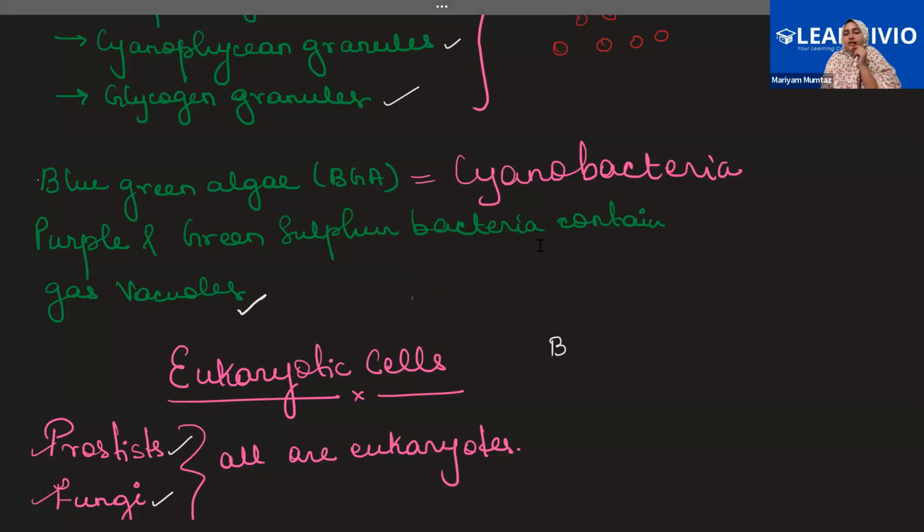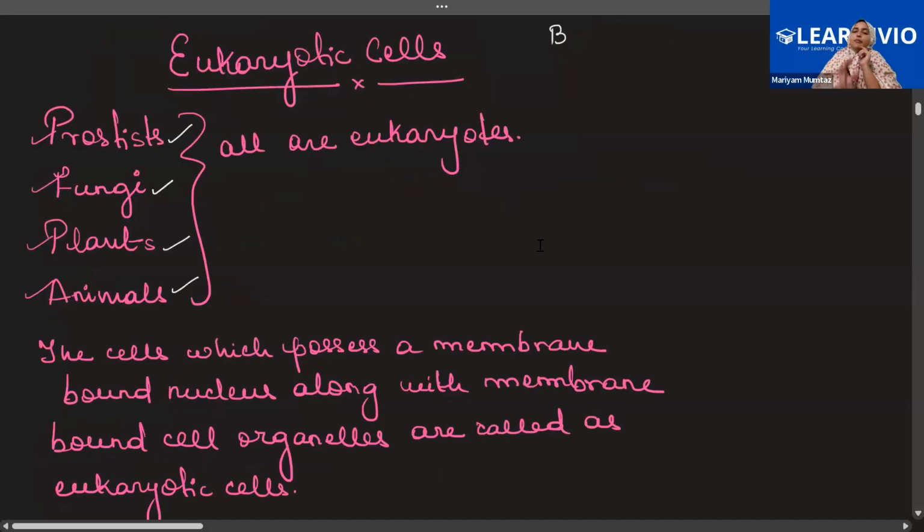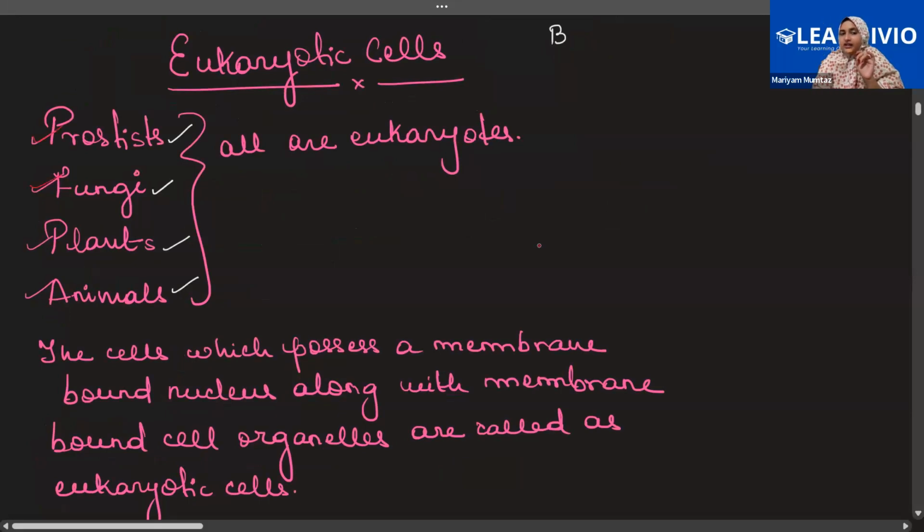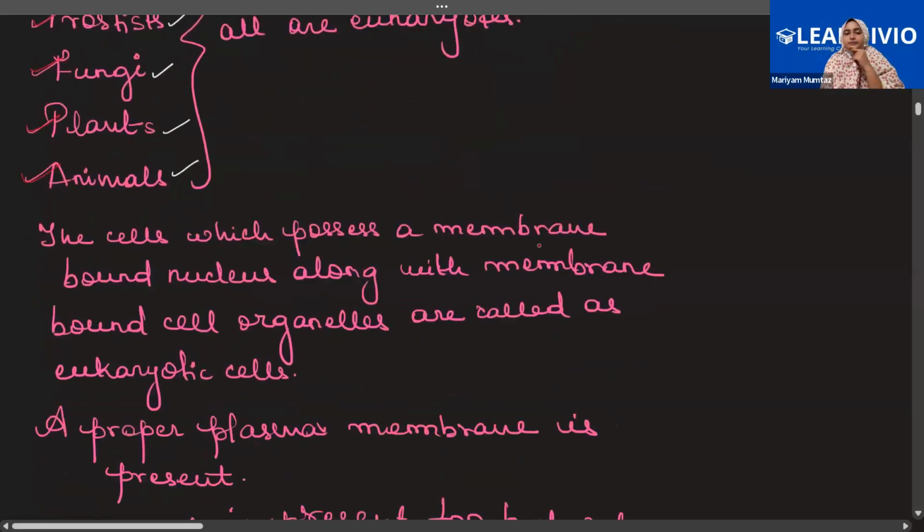Now, eukaryotic cells, we know that they will have a proper membrane bound nucleus. All of the membrane bound organelles will be present in them. The protists that you have studied, the fungi, the plants, the animals, all of them are eukaryotic organisms. Only bacteria are prokaryotic. All the monerans are prokaryotic, but the rest of them are eukaryotic.